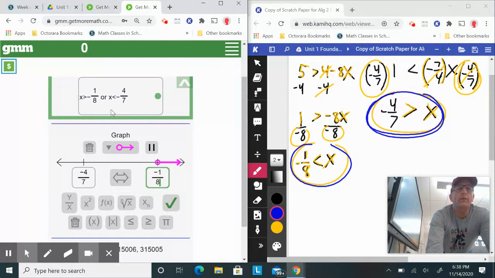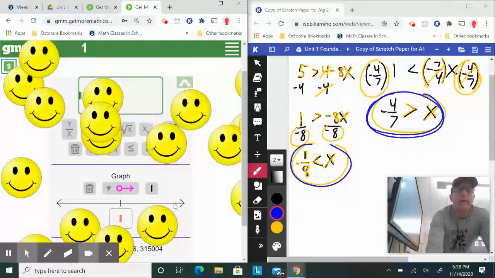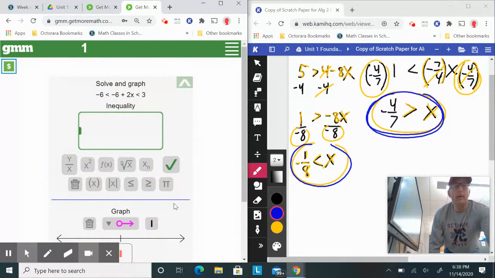Then it also says I'm looking for any number that's less than negative 4/7. So here's negative 4/7. Don't want it to be shaded, but anything that's less than that. Bingo.